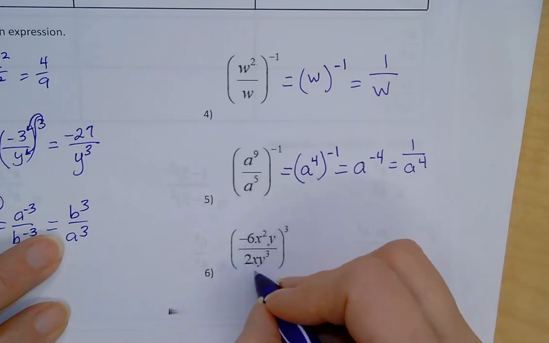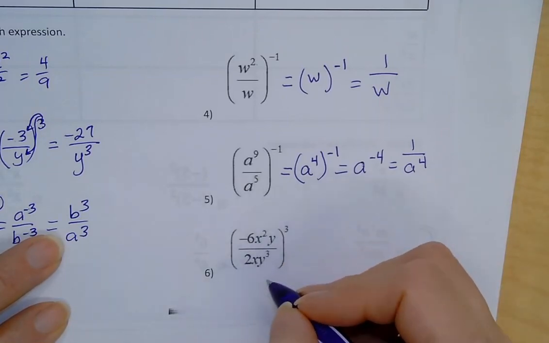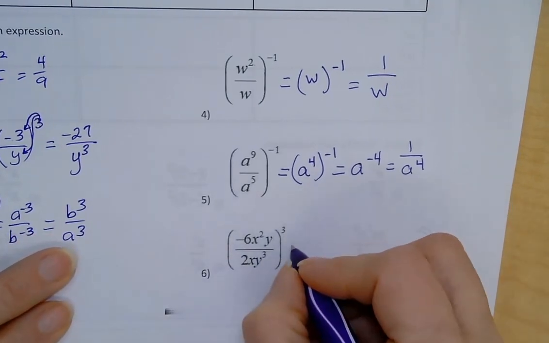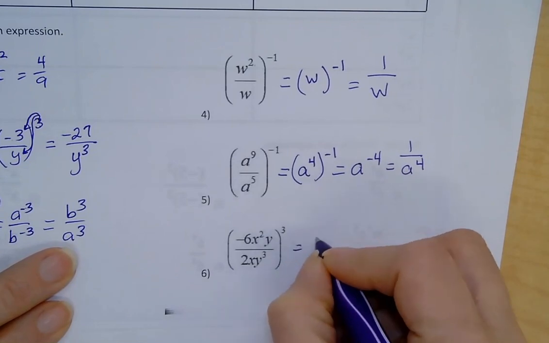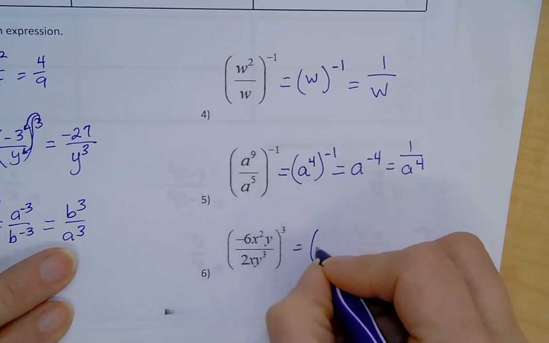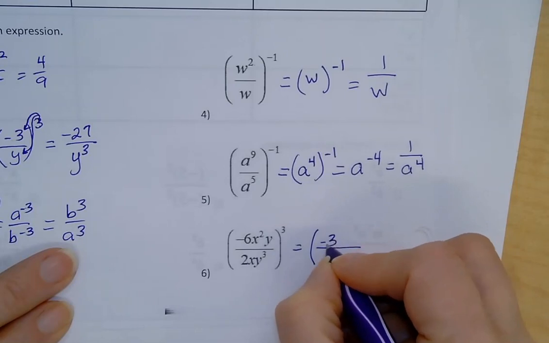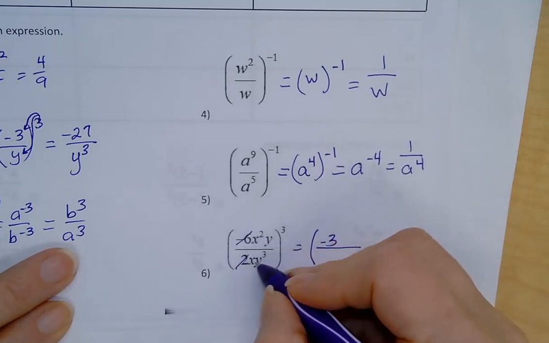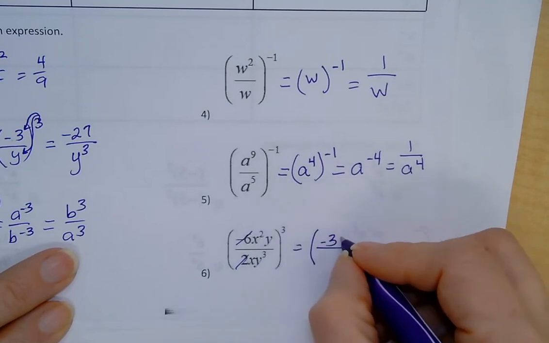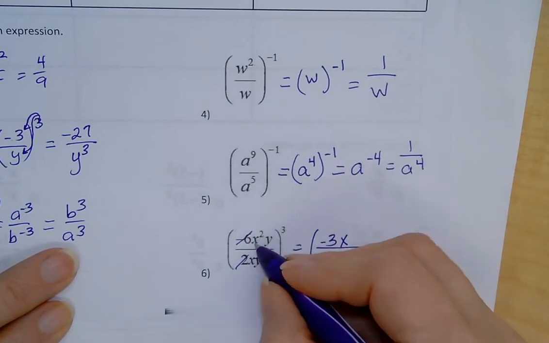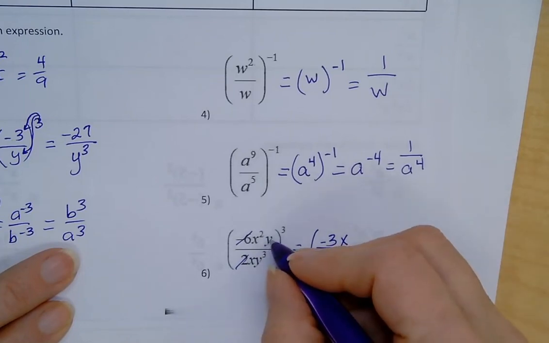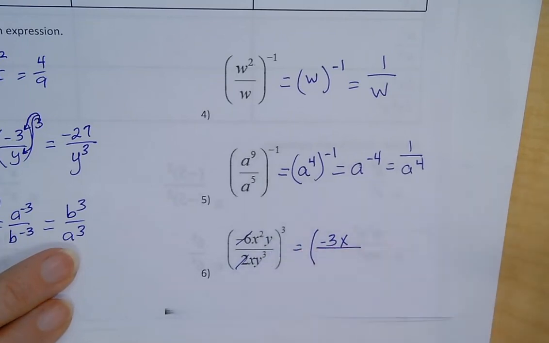All right, I definitely want to simplify in here first. So listen closely as I talk about how I am doing this. I'm going to simplify first. So I know that -6 over 2 is -3, right? Those guys are done. X squared over x, I know, is just going to be x in the numerator, right? That's x to the 2 minus 1. I have y in the numerator and I have y to the third in the denominator.